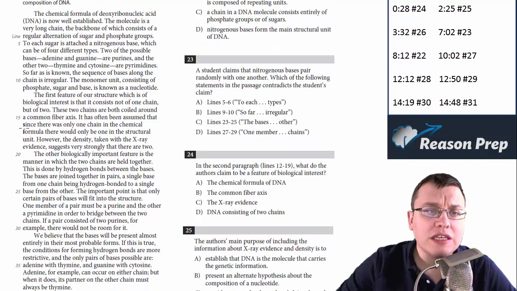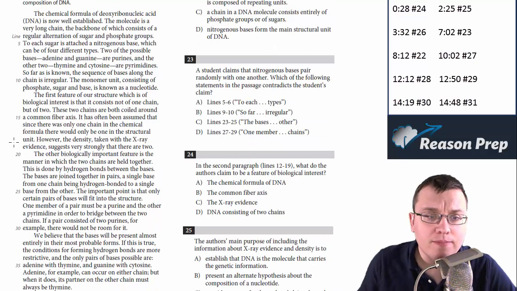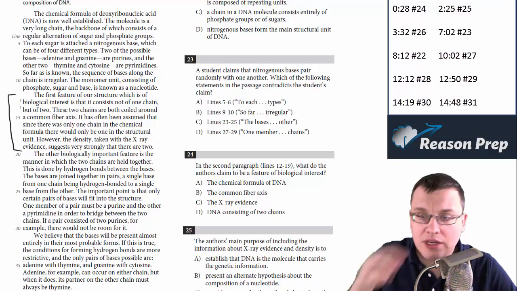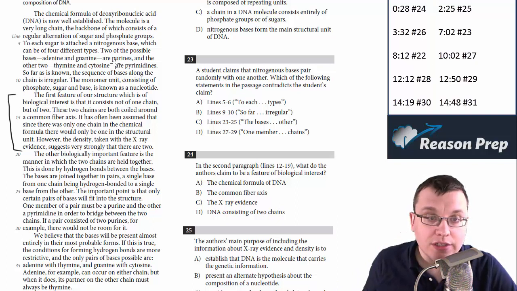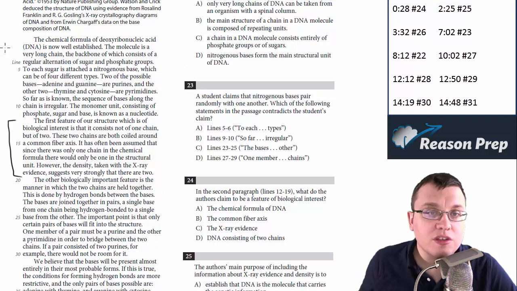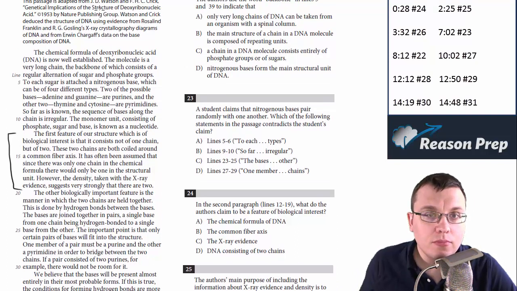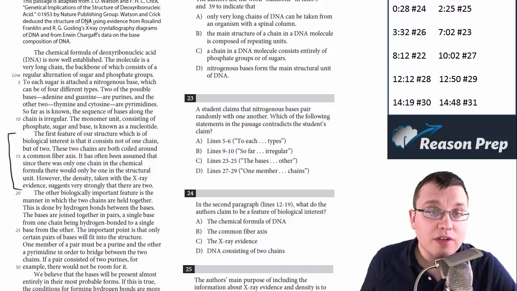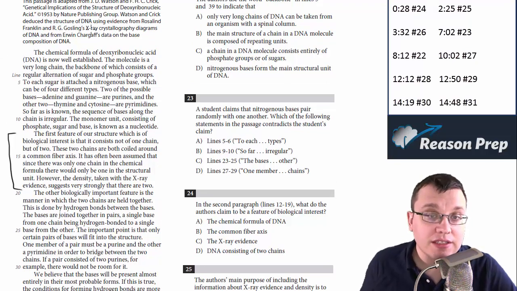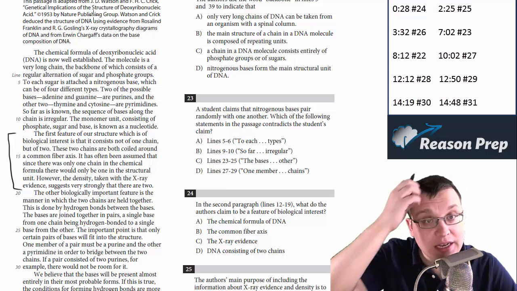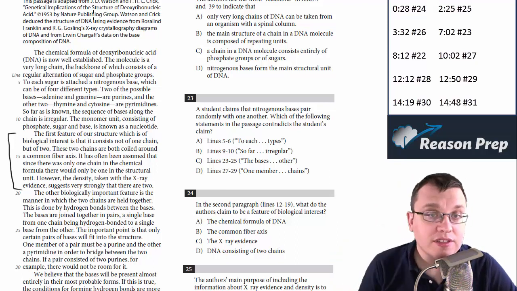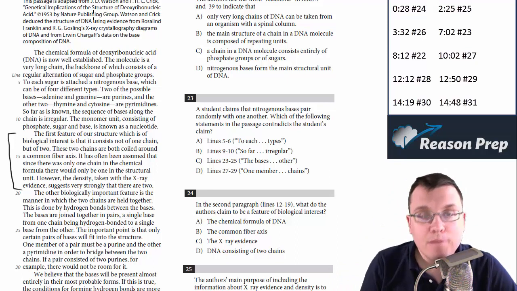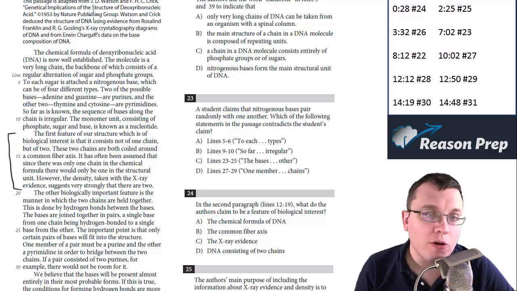So let's go ahead and read these two paragraphs. What we're looking for here is what is a feature of biological interest? Okay, first the blurb. Watson and Crick deduced the structure of DNA using evidence from Rosalind Franklin and R.G. Gosling's X-ray crystallography diagrams of DNA and from Erwin Chargaff's data on the base composition of DNA. Okay, so a little background info.